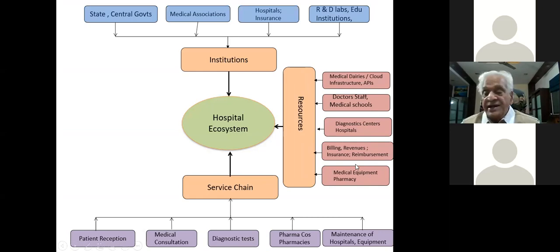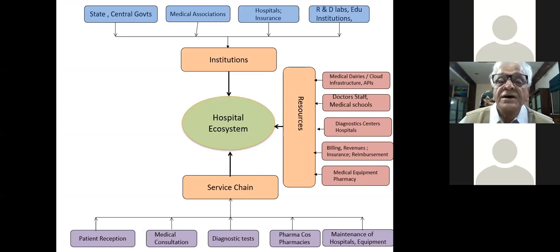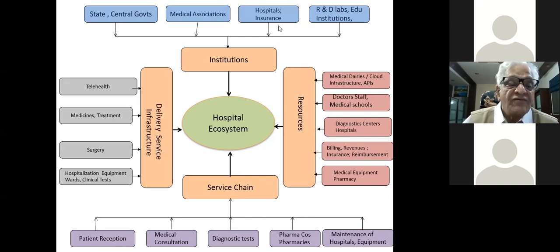The resources are medical diaries here, doctors and staff, diagnostic centers, hospitals, billing, revenues, insurance, reimbursement, medical equipment, and pharmacy. And the institutions that are there are R&D labs, hospitals, insurance, state and central government, medical associations, and so on. And finally, how do you deliver the health care? It can be through telehealth, medicines, treatment, surgery, hospitalization of equipment, wards, clinical tests, and so on.